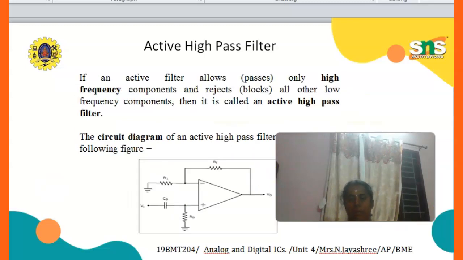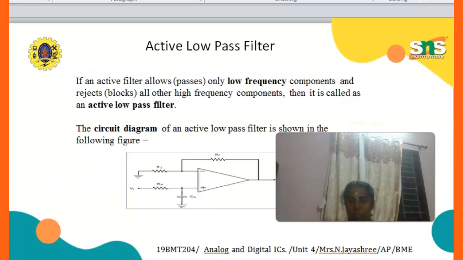Next one, active high pass filter. If an active high pass filter passes only high frequency components and rejects or blocks all other low frequency components, that is called an active high pass filter. The circuit diagram of an active high pass filter is shown in this figure. Here it is exactly the vice versa of the active low pass filter.